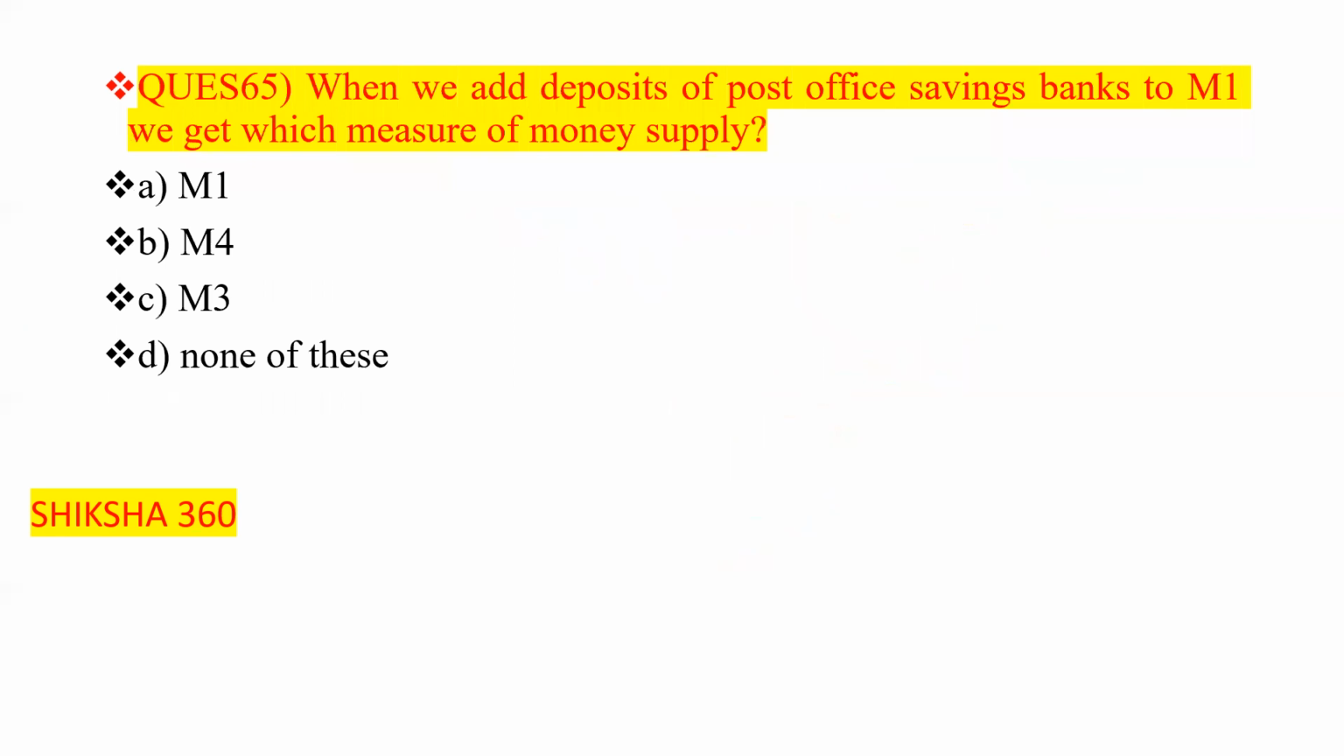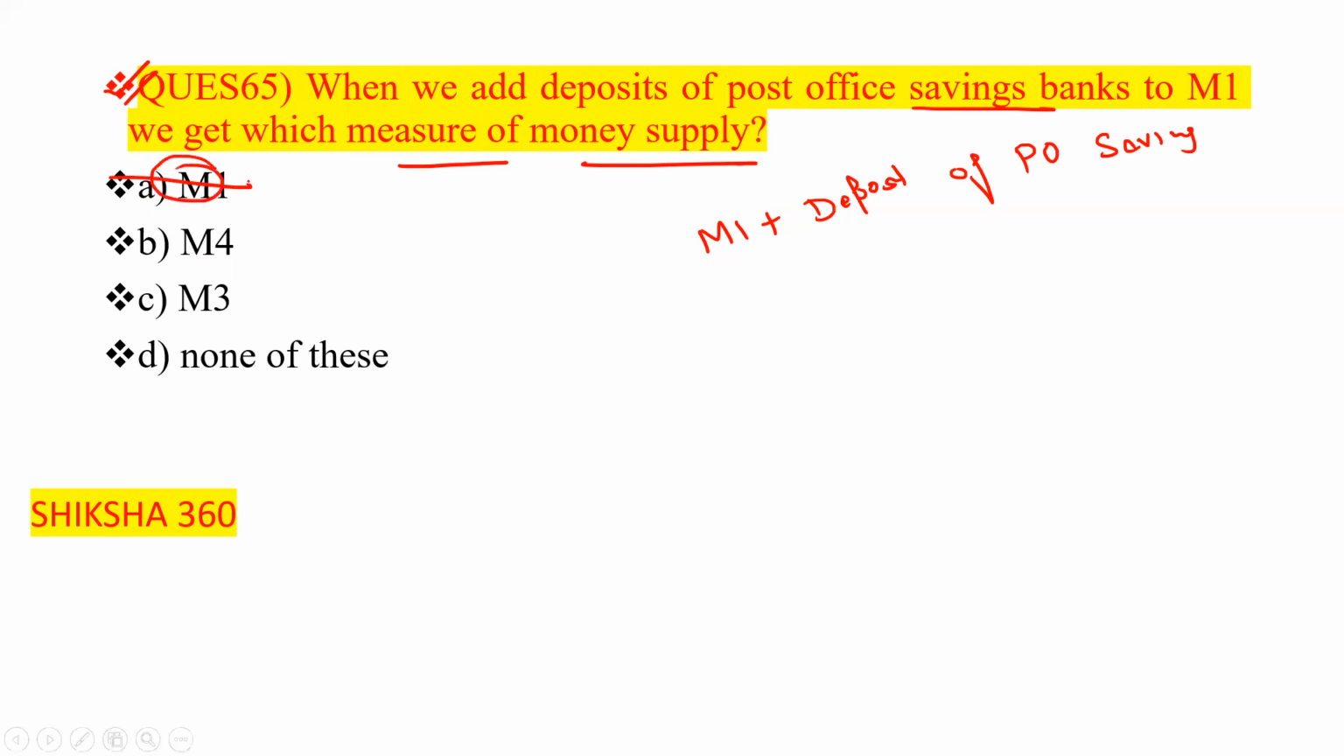Now move to the next question, question number 65. When we add deposits of post office saving banks to the M1, plus saving deposit of post office saving banks, we get which measure of money supply? Option A is M1. This is definitely not the answer because we have to add something to it. So definitely it is not the answer.